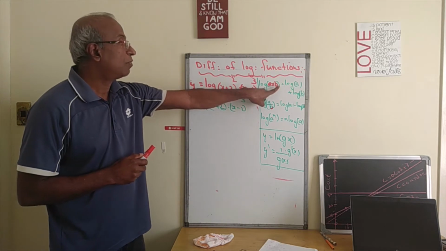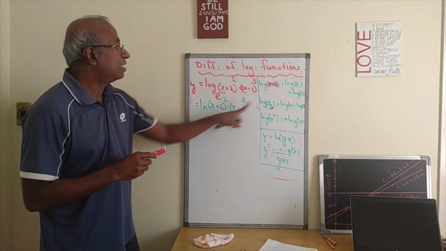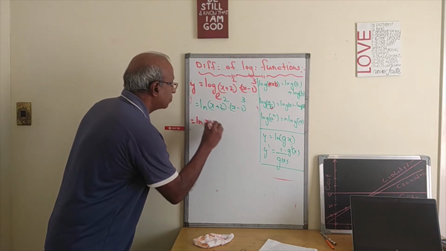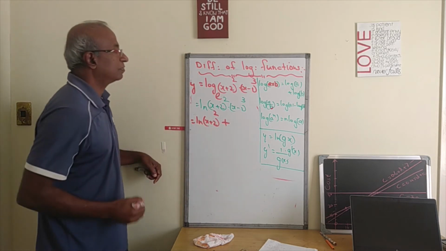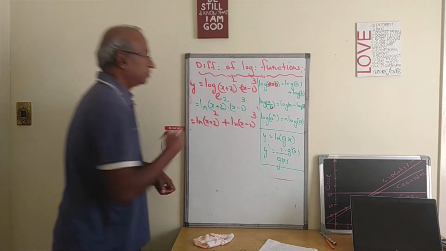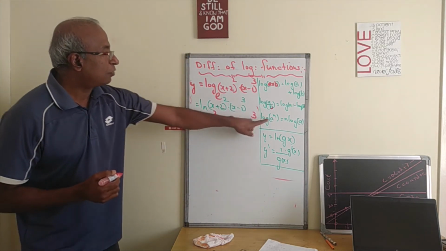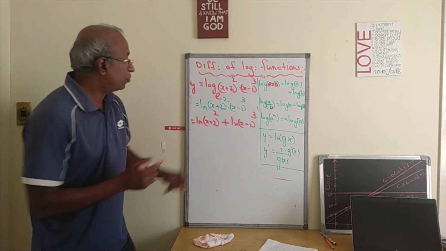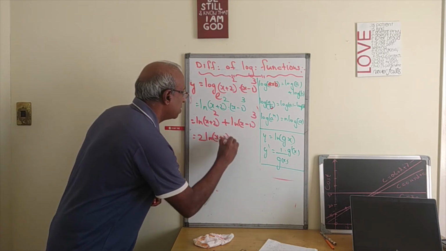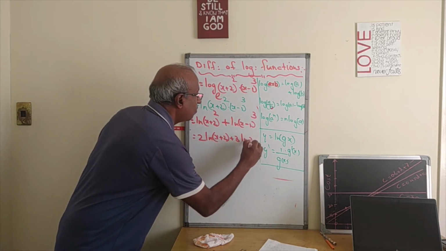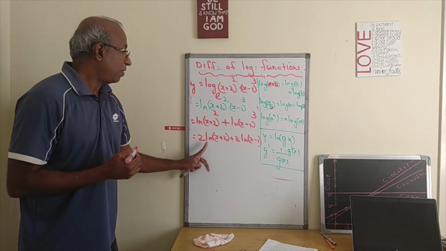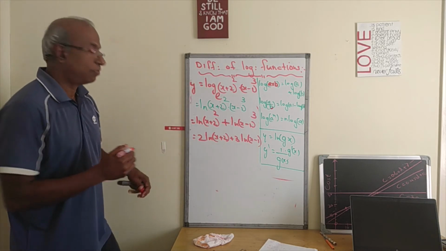Okay, so what we are going to do, we are going to use property number 1 of the log, we are going to convert the times to plus. So that is equal to ln of (x plus 2) the whole thing squared plus ln of (x minus 1) to the power of 3. Alright, can you see that power? We are going to use property number 3. We are going to drop the 2 in front of the function. We have 2 ln of (x plus 2) plus 3 ln of (x minus 1). We drop that power in front of the function. Now this is ready for differentiation.